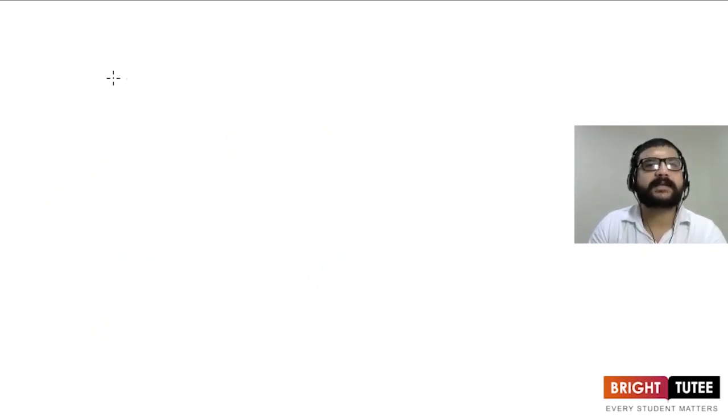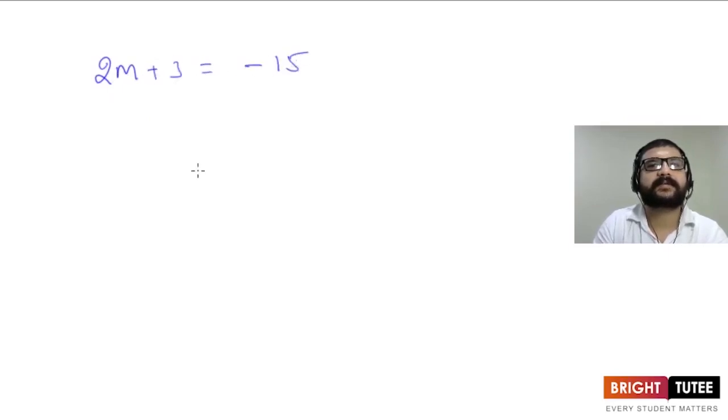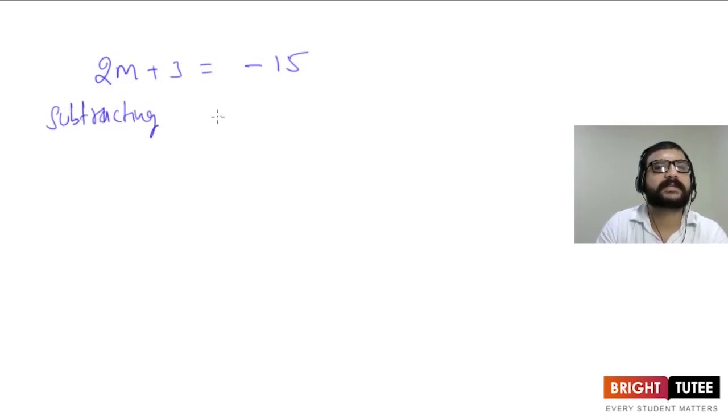Now let's take one more example. Let's say we have 2m plus 3 is equal to minus 15. Now from here we have to find the value of m. For that first we have to get rid of this plus 3. And how can we do that? By subtracting the same quantity from both the sides, and that quantity will be 3.